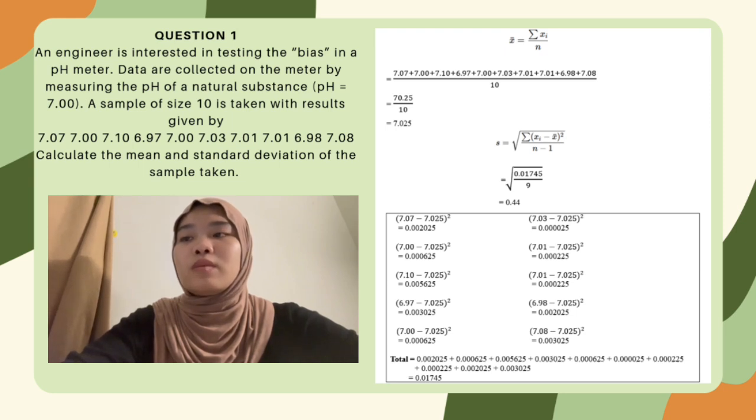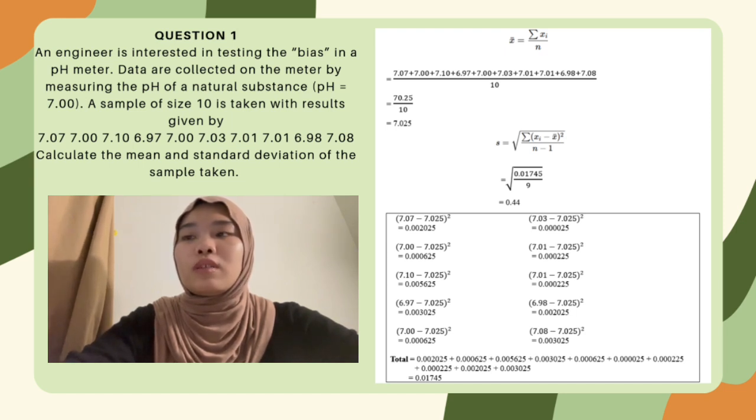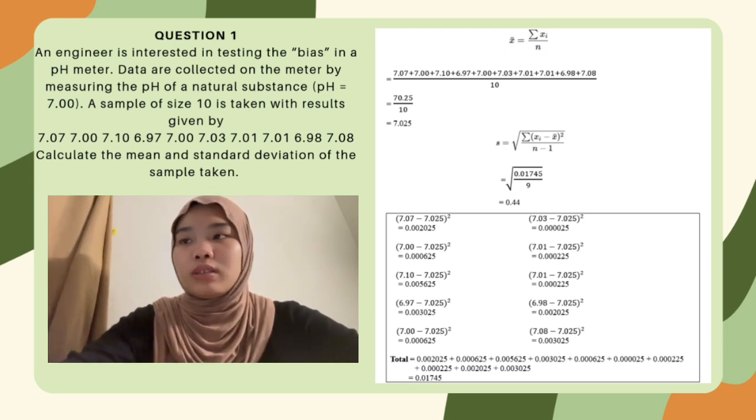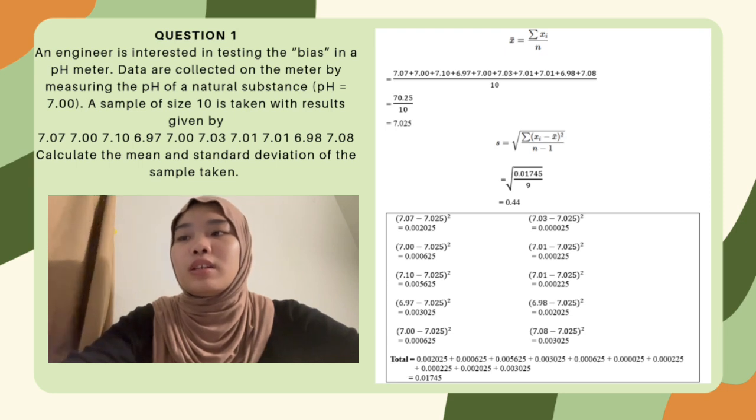7.07, 7.00, 7.10, 6.97, 7.00, 7.03, 7.01, 7.01, 6.98 and 7.08. Calculate the mean and standard deviation of the sample taken.